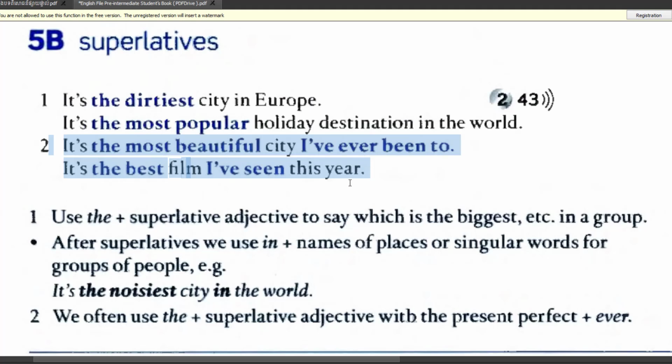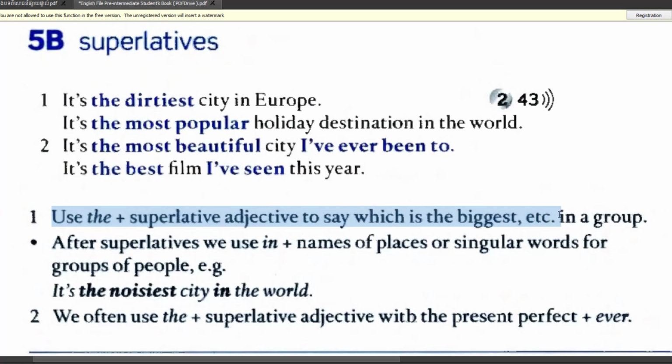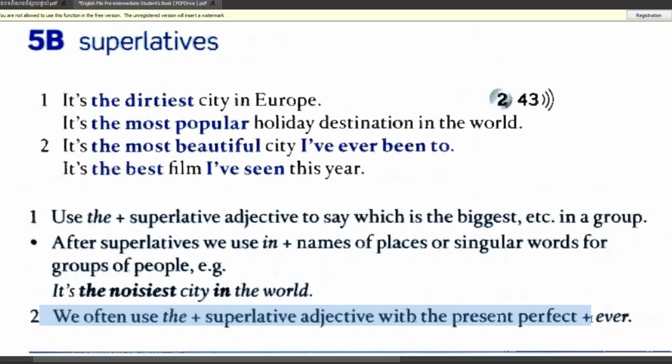Alright, so after listening to the audio, let me explain in detail. Use the plus superlative adjective to say which is the biggest, etc., in a group. After superlatives, we use in plus names of places or singular words for groups of people. For example, it's the noisiest city in the world. We often use the plus superlative adjective with the present perfect and ever.